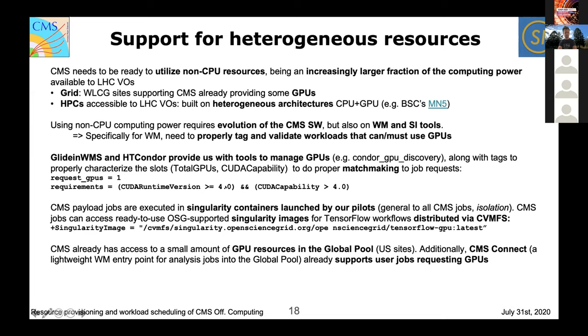All our jobs are executed in Singularity containers. They all run in these containers within our jobs. And we have specialized Singularity containers for TensorFlow workflows. And these are distributed by the CVMFS infrastructure and supported by OSG. So CMS already has a small fraction of GPU resources in the global pool, mostly in the US sites. And also we have a method of submission of jobs, CMS Connect, which is a lightweight entry point mainly for analysis jobs, and already supports requesting GPUs. So we are starting to get prepared for the use of GPUs, let's say.